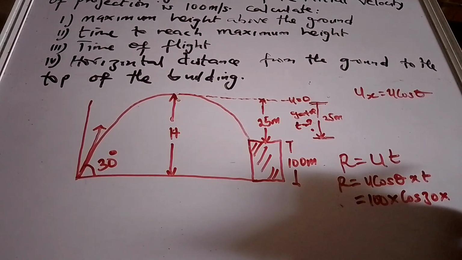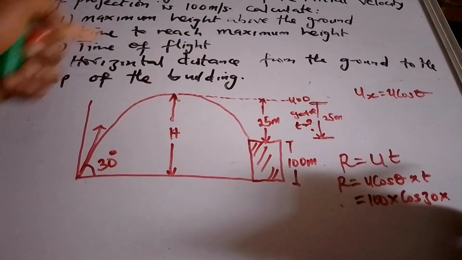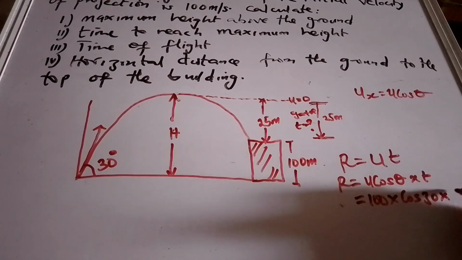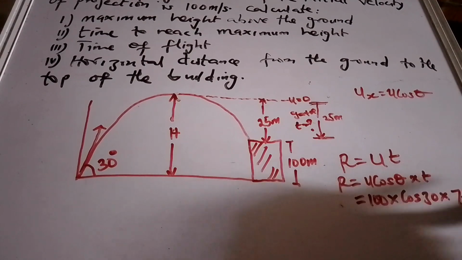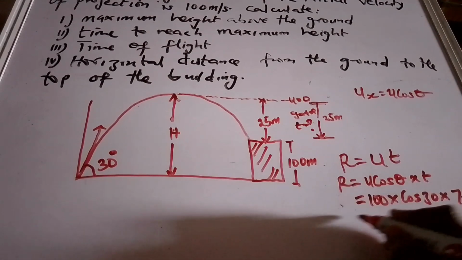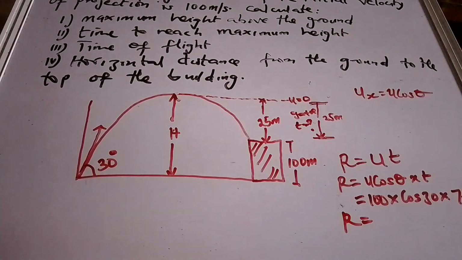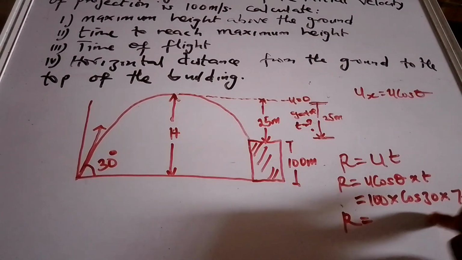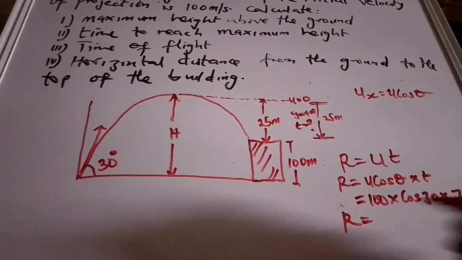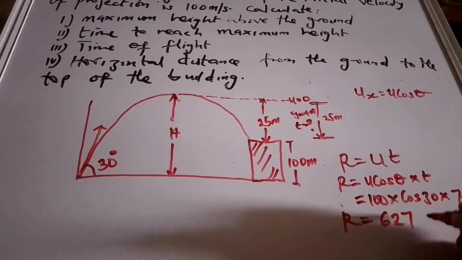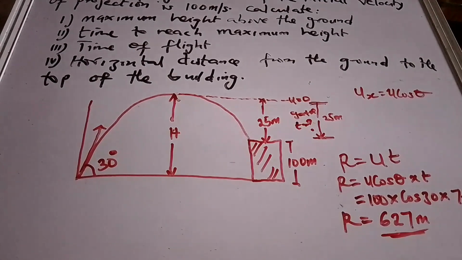What is the time? We are talking about the time before the object lands on the floor, and our time is the total time, which we have calculated, 7.236 seconds, or approximately 7.24. Let's make it 7.24. So our total range is now going to be the multiplication of this. Let's multiply everything together and get our final result. So our range is 627 meters.